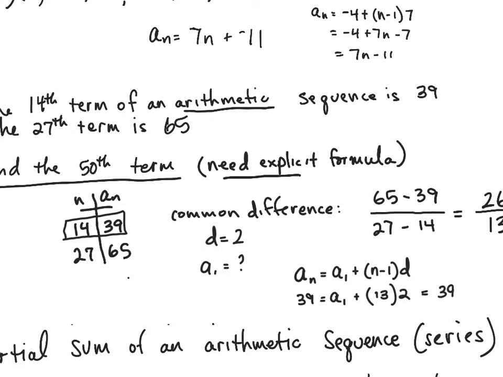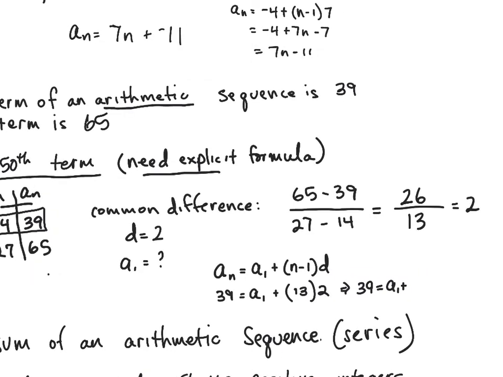So we have 39 equals a sub 1 plus 26. If you subtract 26, you get a sub 1 equals 13. So I know now the first term is 13. So now we can use that to figure out the nth term.